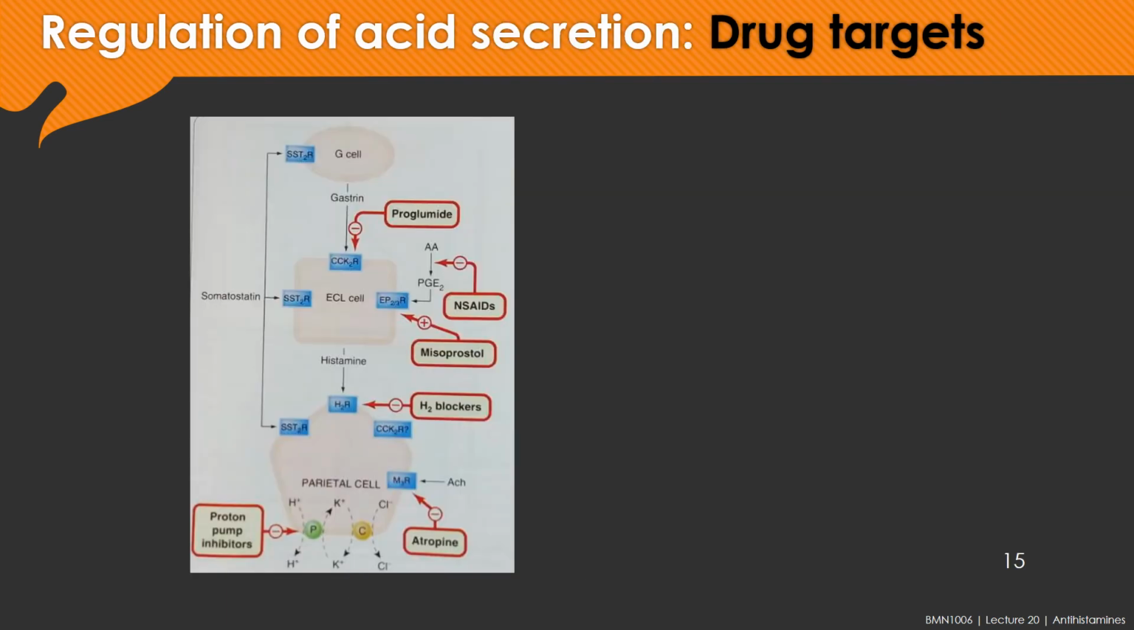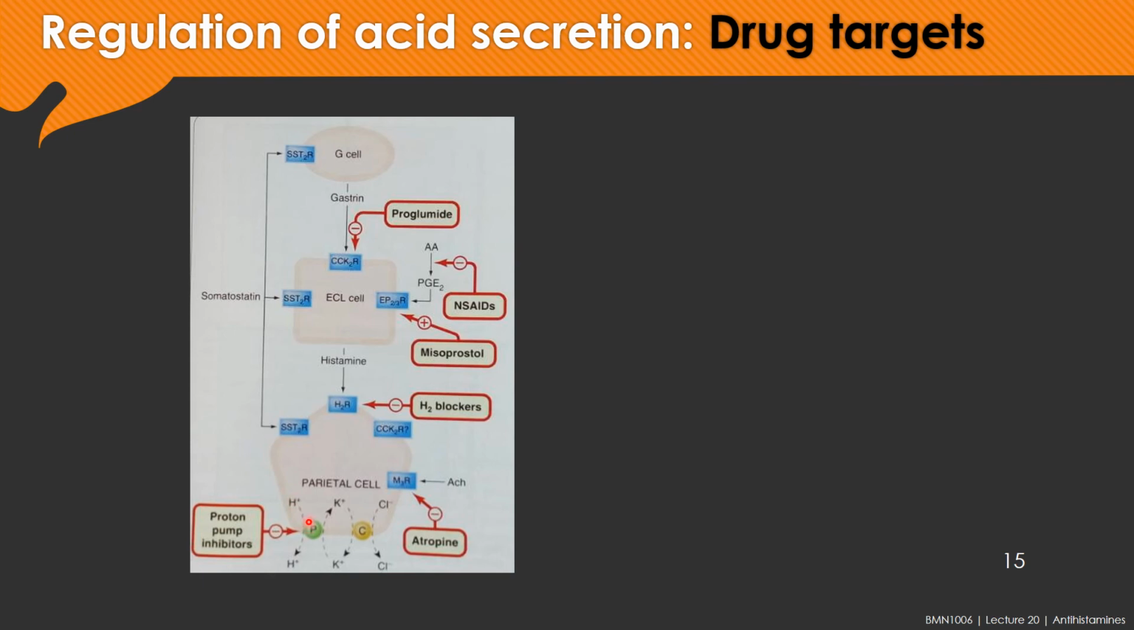If you look at the pathway of gastric acid production, you could see many more potential drug targets such as the G cell, the ECL cell, and the parietal cell. They are all essential in the control of gastric production. G cell secretes gastrin, which binds to the CCK2 receptor, triggering the release of histamine. And where will histamine bind to? Well, the H2 receptor on the parietal cell. So this increases cAMP level and subsequently switches on the proton pump.